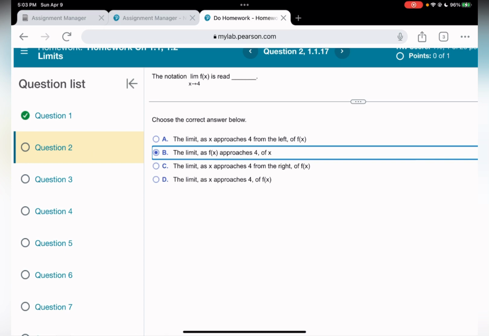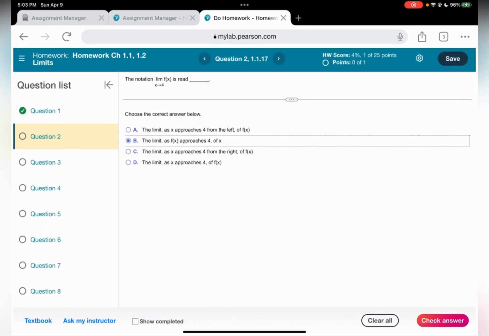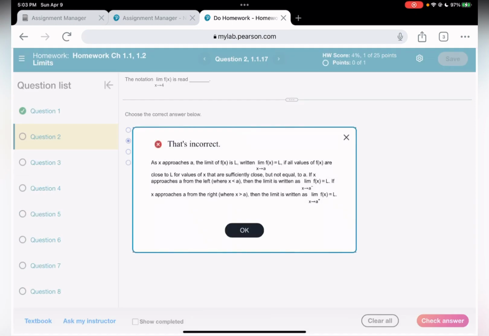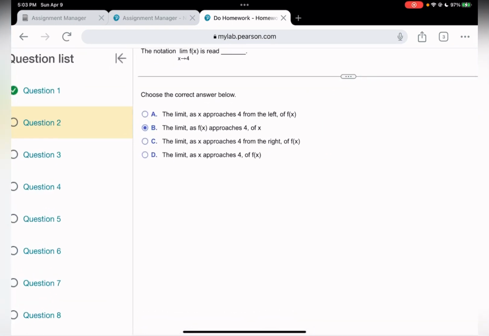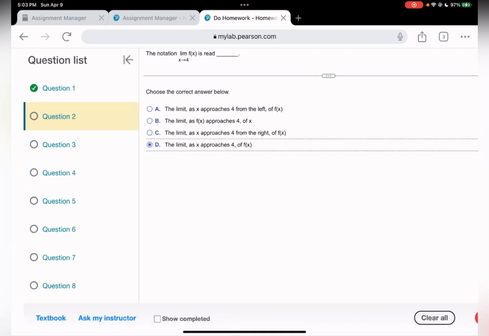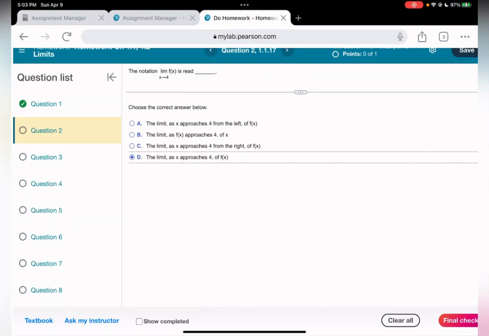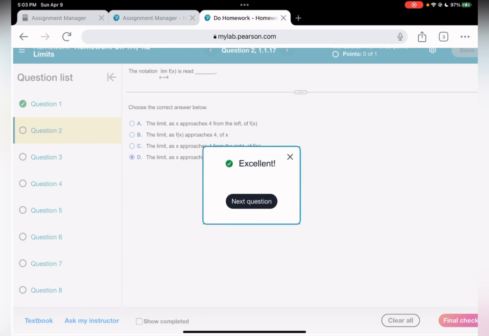Question number 3. Let me check. Oh, I picked incorrect. Hold on. The limit as x approaches 4 of f of x. This one. Okay. It's still the limit of f of x as x approaches 4. Okay, this one. All right.